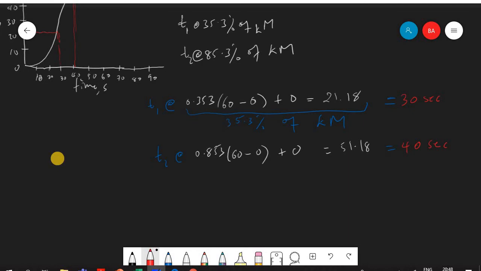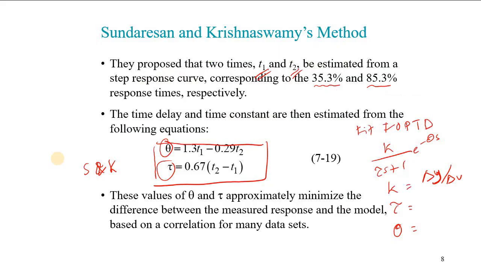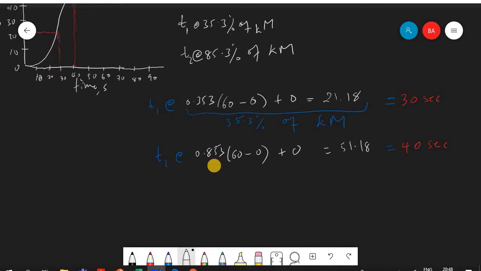Now that I have T1 and T2, all I need is to substitute. I'm going to take these two equations. Theta is equal to 1.3 T1 minus 0.29 T2, which is 1.3 multiplied by 30 minus 0.29 multiplied by 40. The answer will be 1.3 multiplied by 30 minus 0.29 multiplied by 40. This is equal to 27.4.